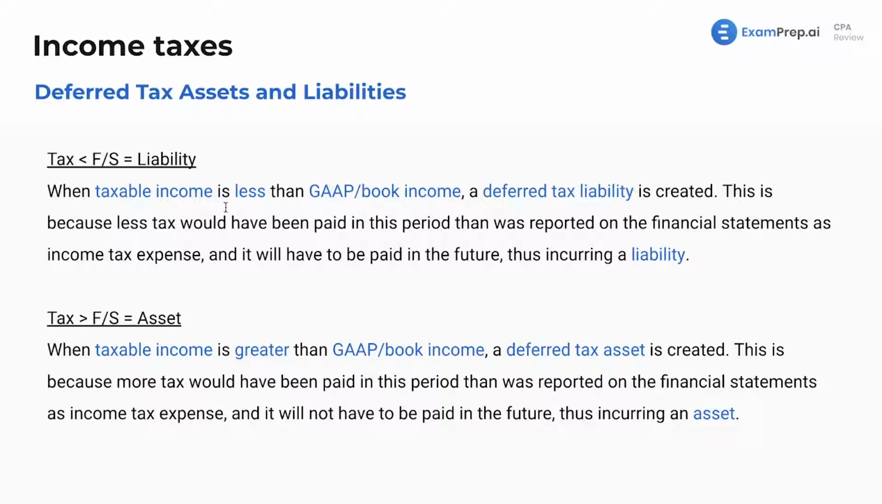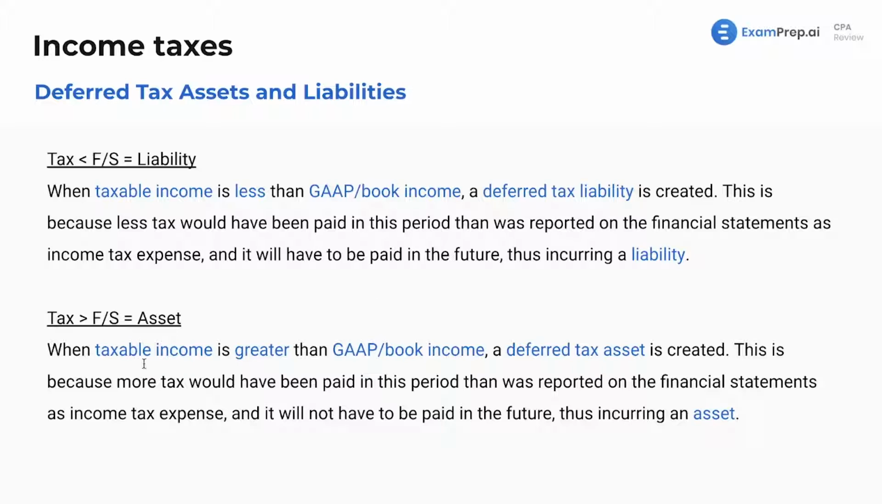Now, when taxable income, so that income on your tax return, is less than GAAP, or book income, a deferred tax liability is created. This is because less tax would have been paid in this period because there was less income than was reported on the financial statements as income tax expense. And it will have to be paid in the future, thus incurring a liability, a deferred tax liability.